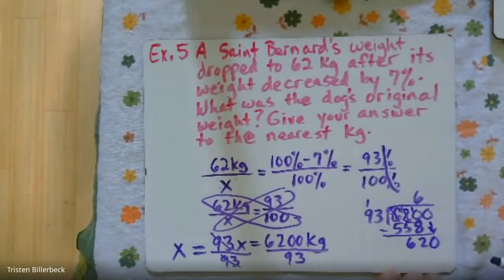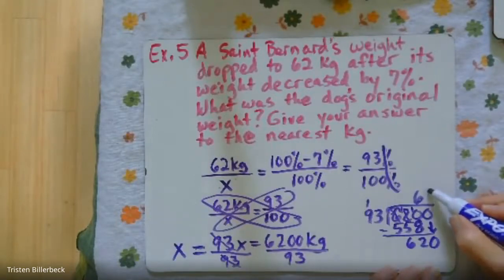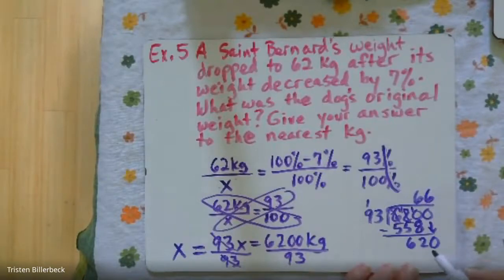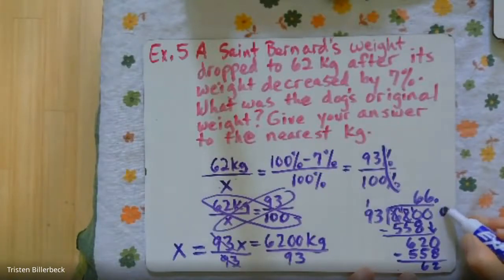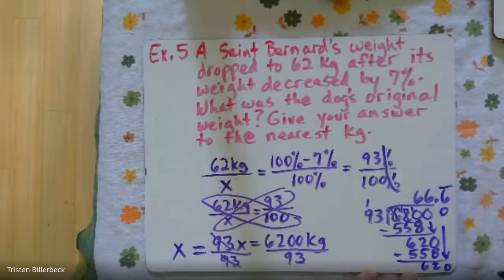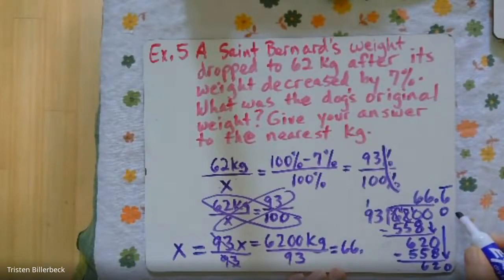We drop it down and we have the same thing. So we have 6 again, and we know what that is. It's 558. We subtract and we get the same thing. We get 62. We drop another down, and it looks like it's just going to be repeating. So x is 66 point, and this is kilograms, so let's round it.